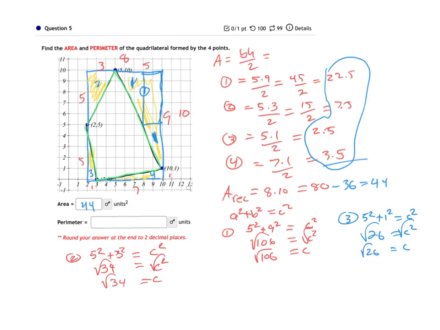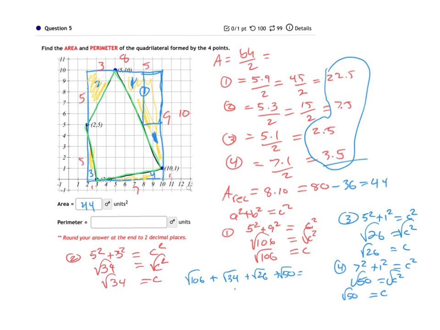And then the last one, region number 4, we have 7 squared plus 1 squared is equal to c squared. So that's 50 is equal to c squared. Do the square root, and get c is equal to the square root of 50. So now all we have to do is add together those sides. And I want to leave them as the square roots. I don't want to round until the very end. So you have the square root of 106 plus the square root of 34 plus the square root of 26 plus the square root of 50.